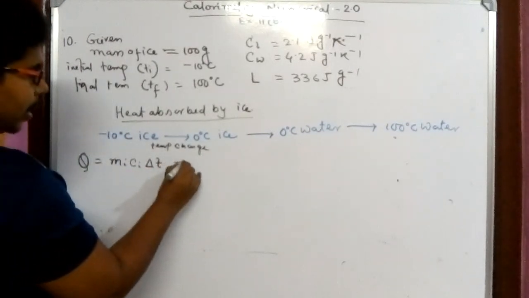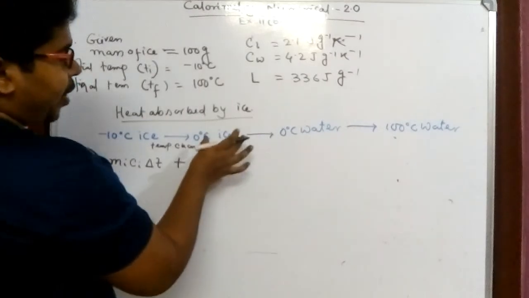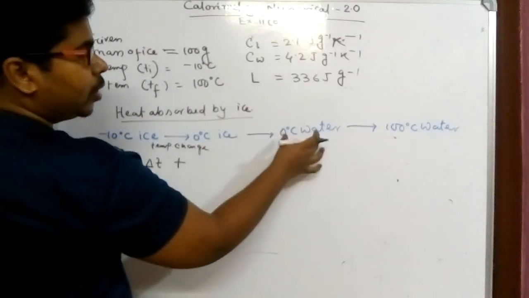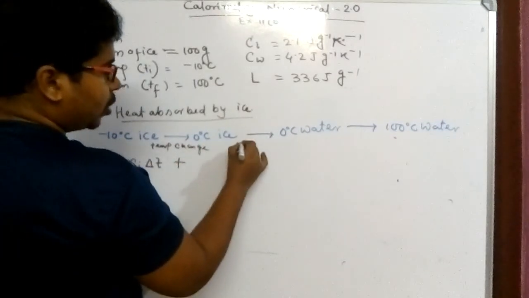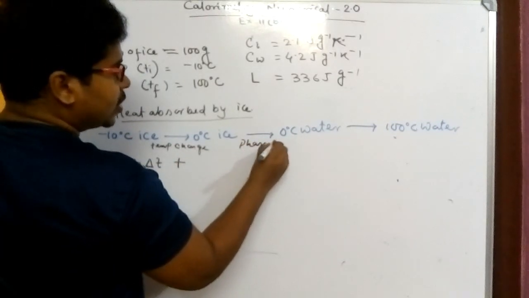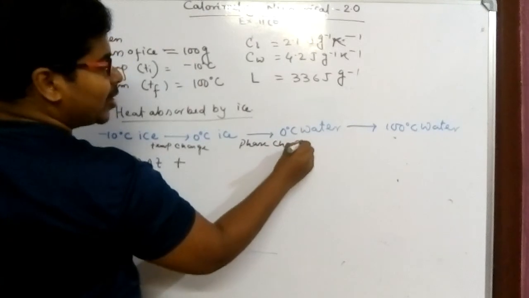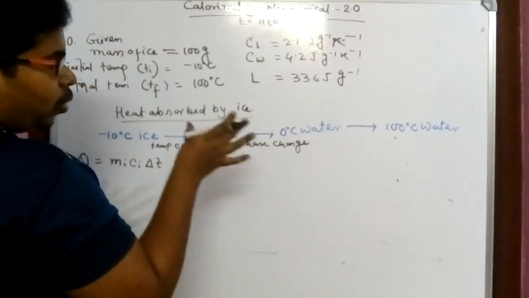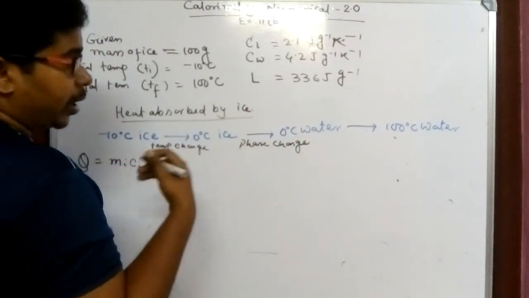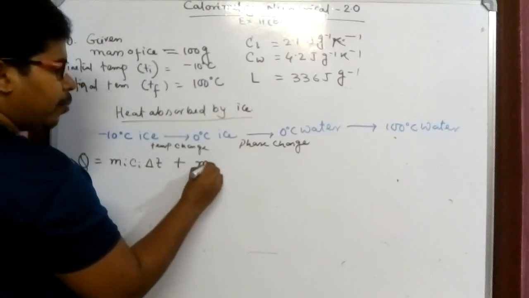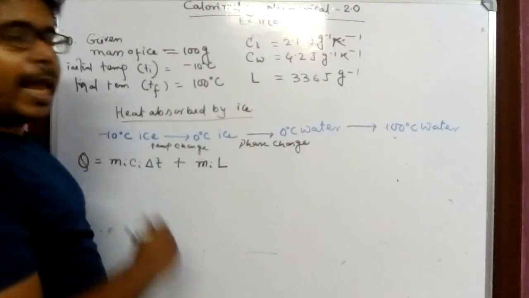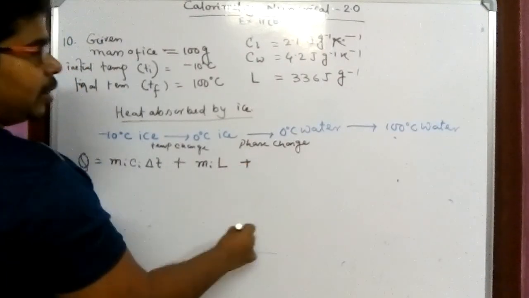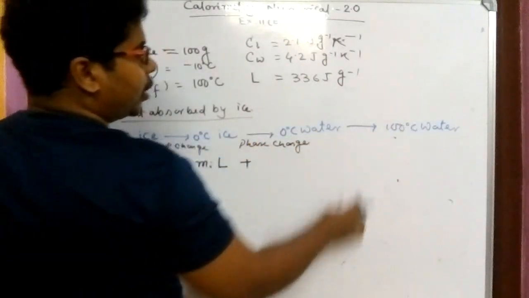Plus, coming to the next step, 0 degree centigrade ice to 0 degree centigrade water. Here you see the temperature is not changed. What is changed? Phase change. So phase changes occur. Here what heat energy do you have to take? You have to take latent heat. So Mi into L, because you know Q equals ml, plus 0 degree centigrade water to 100 degree centigrade water.